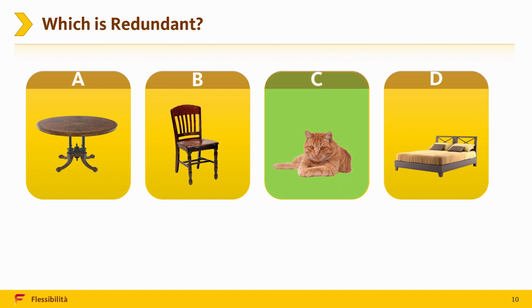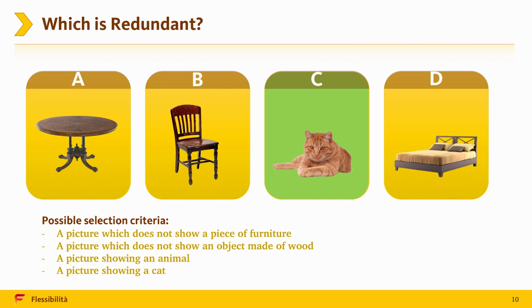But think for a moment, why is it C? Probably because pictures A, B, and D show furniture, while C shows a cat. Or because C is a living creature, while A, B, and D are not. Or because C is not made of wood, while A, B, and D are. All these statements are different selection criteria. The technique of finding them is applicable to PST.